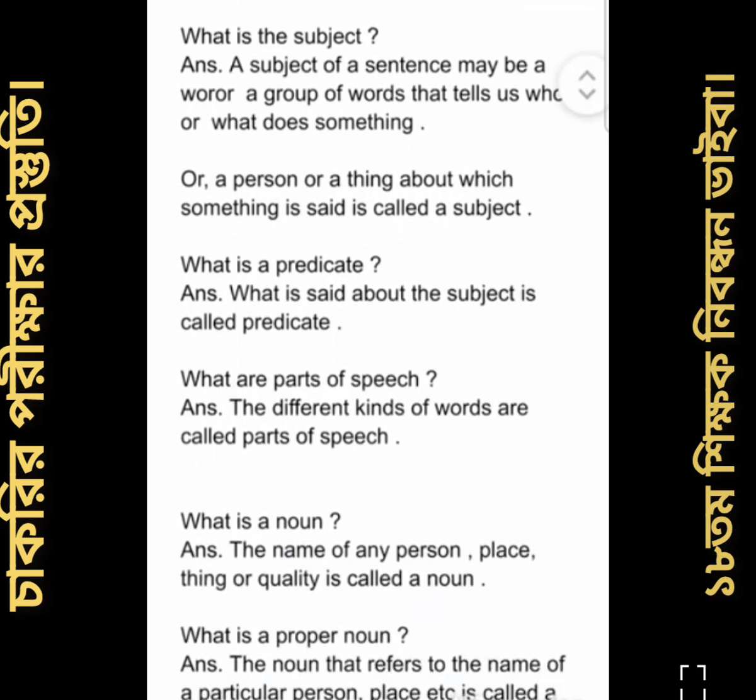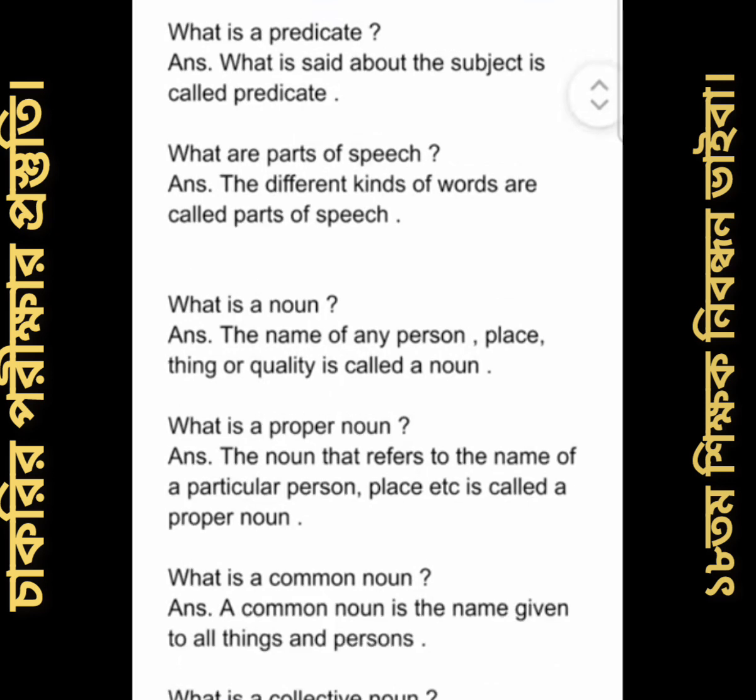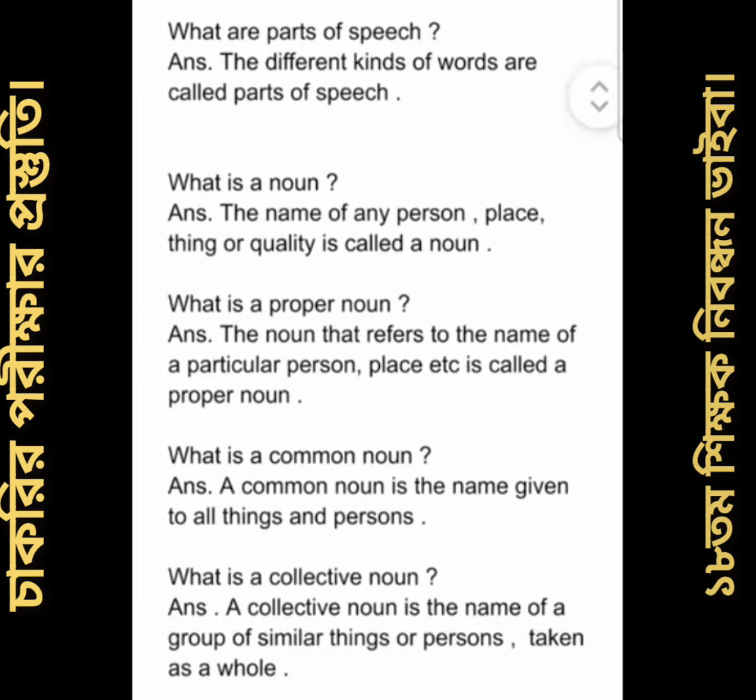A subject of a sentence may be a word or a group of words that tells us who or what does something, or a person or a thing about which something is said is called a subject. What is predicate? What is said about the subject is called predicate. What are parts of speech? The different kinds of words are called parts of speech.